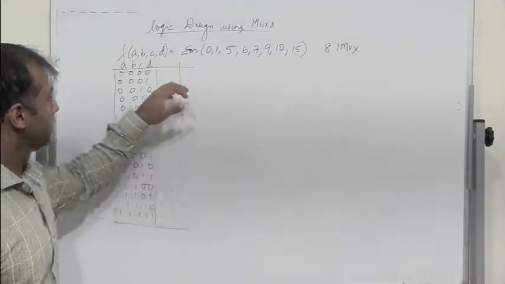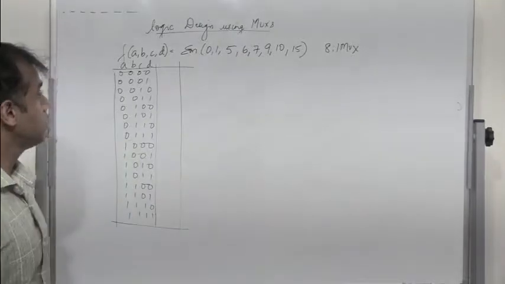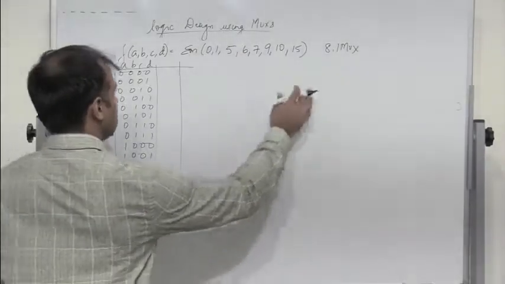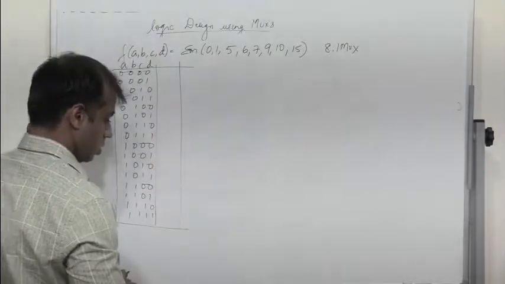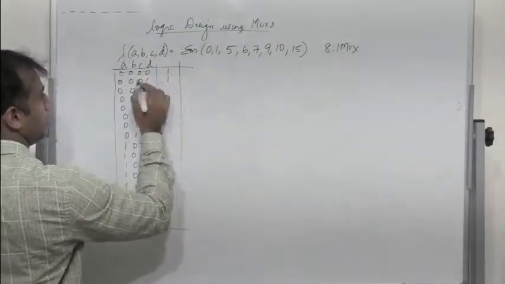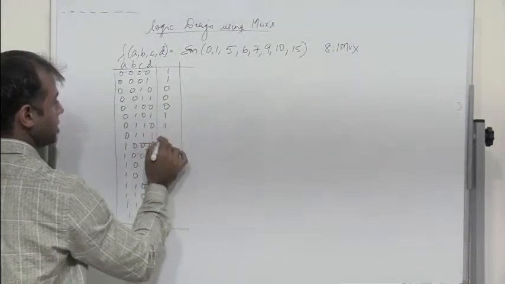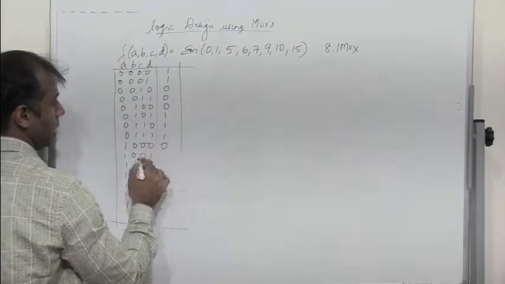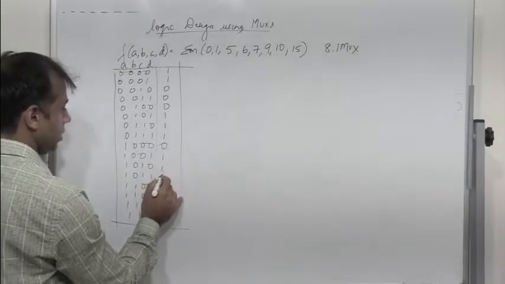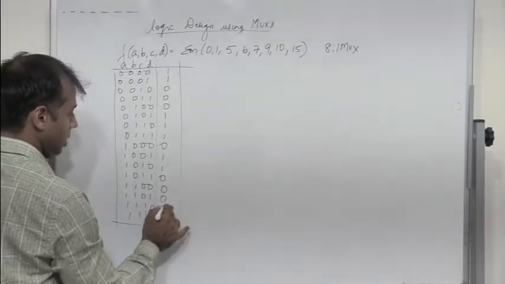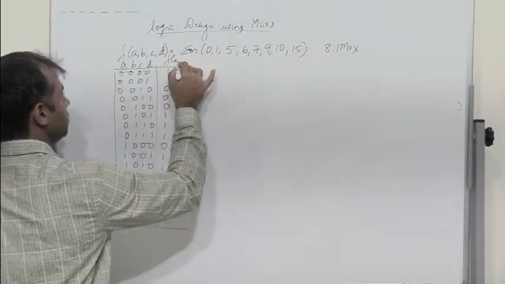So we need to implement the function ABCD given by this, right? Using an 8 is to 1 mux. So the output is high for the combinations 0, 1, it is 0 for 2, 3, 4, 1 for 5, 6 and 7, a 0 for 8, and then a 1 for 9, 10, 0 for 11, 12, 13, 14 and 1 for 15. So this is the output function of ABCD.